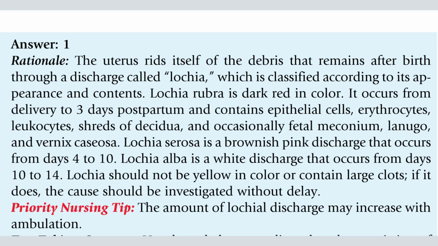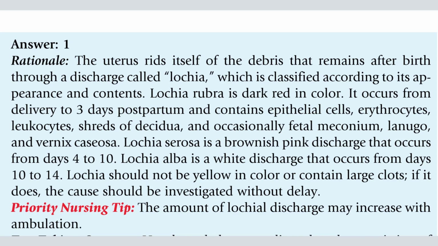Rationale: the uterus rids itself of the debris that remains after birth through a discharge called lochia, which is classified according to its appearance and contents. Lochia rubra is dark red in color. It occurs from delivery to 3 days postpartum and contains epithelial cells, erythrocytes, leukocytes, shreds of decidua, and occasionally fetal meconium, lanugo, and vernix caseosa.